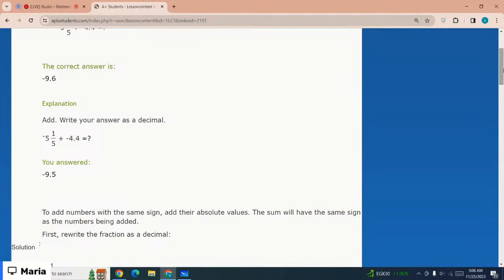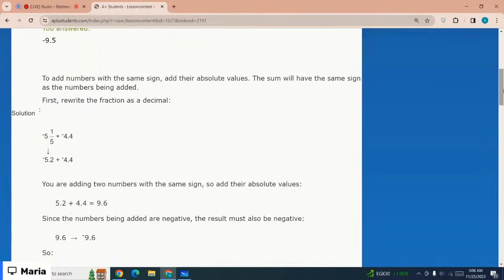First, just rewrite the fractions as a decimal, right? You have negative 5 whole 1 over 5 plus negative 4.4, right? So you can write 1 by 5 as 0.2, right? So this is negative 5.2 plus negative 4.4. So both the numbers are negative. You need to add them and you need to put a negative sign. So 5.2 plus 4.4 is 9.6. So both the numbers are negative, so the answer must be negative.